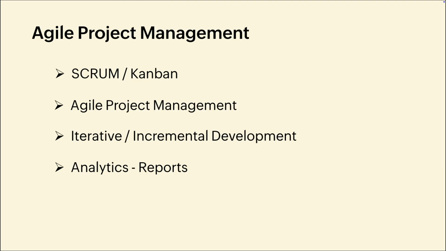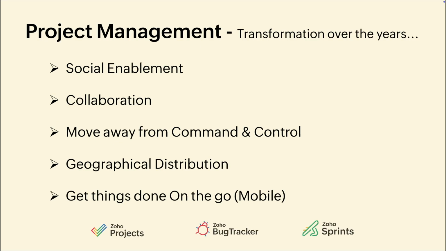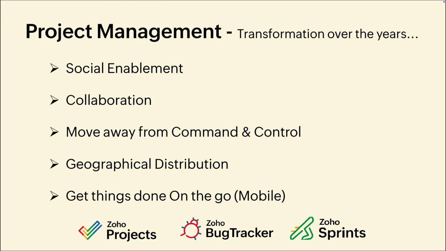Then the agile way of getting things done, the Scrum way or the Kanban way, it allows you for incremental or iterative development. So you have analytics and reports, and we have a solution that's an offering. Our offering is Zoho Sprints. So as project management transformed over the years, right? The teams were remote, they were working hybrid, so they want to track things on the go, right? So all these apps which I've shown, Projects, Sprints and Bug Tracker, come as a mobile app as well, you can track things on the go as well, right? So that's the transformation of project management over the years.